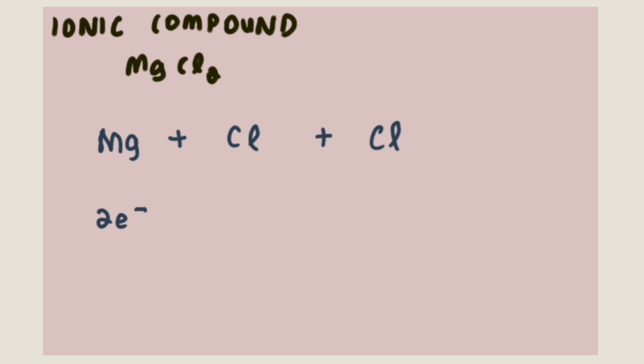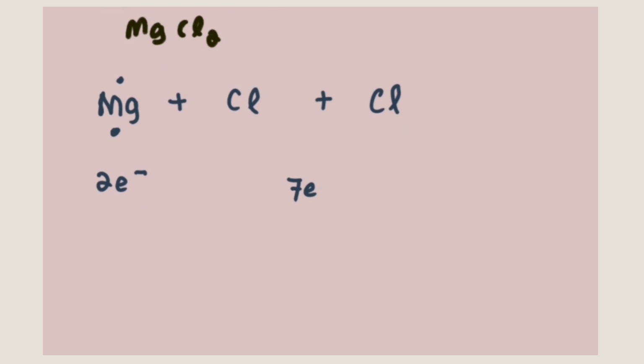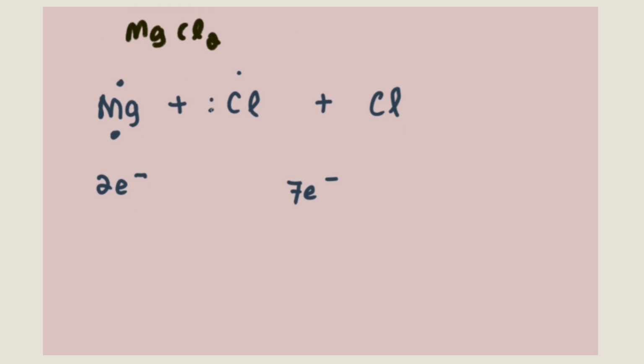Magnesium has 2 valence electrons, hence we put 2 dots to represent 2 valence electrons. Meanwhile, chlorine has 7 valence electrons, so we put 7 dots around the chlorine to represent 7 electrons. Magnesium needs 6 more electrons to achieve an octet configuration, meanwhile chlorine only needs 1. It is easier for magnesium to give off its valence electrons rather than receive them.